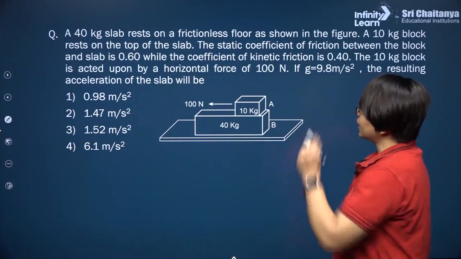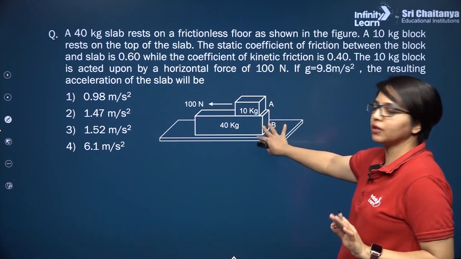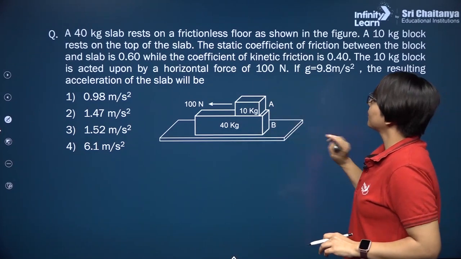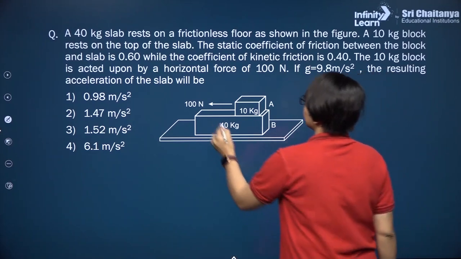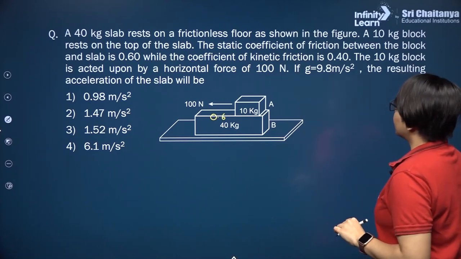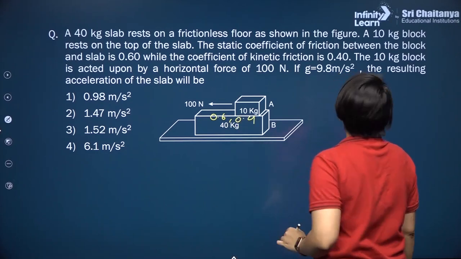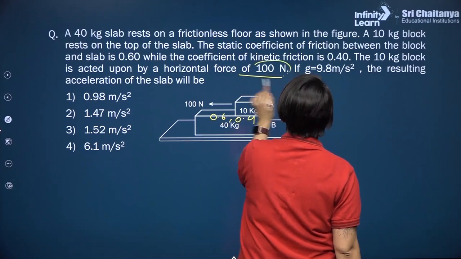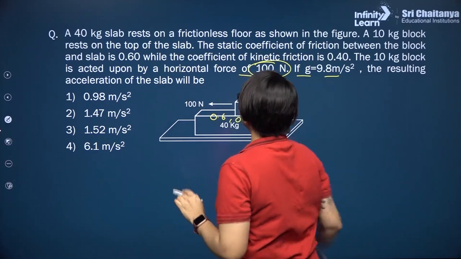Next is this one. A 40 kilogram slab rests on a frictionless floor as shown in the figure. A 10 kilogram block rests on the top of it. Okay, the static coefficient of friction between the block and the slab is 0.6, while the coefficient of kinetic friction is 0.4. Theek hai? Coefficient of kinetic friction is 0.4. The 10 kilogram block is acted upon by a horizontal force of 100 newton. If g is 9.8 meter per second square, the resulting acceleration of the slab will be.